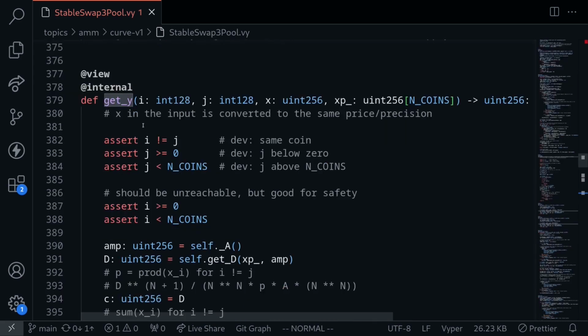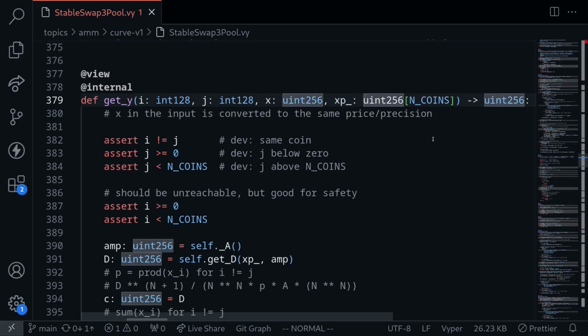For the inputs of function getY, it takes in the index of token in, this will be i, and the index of token out, j, the new balance of token in, which is x, and then the rest of the token balances, xp. This xp represents the normalized balances. And then it's going to return a single value. This value will represent the new balance of token out.